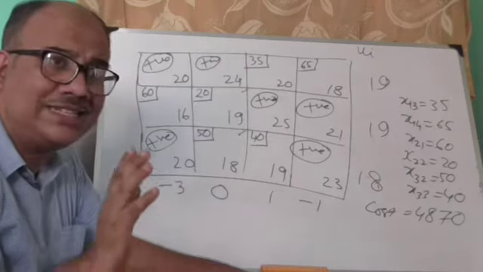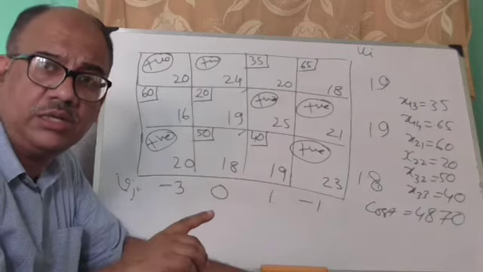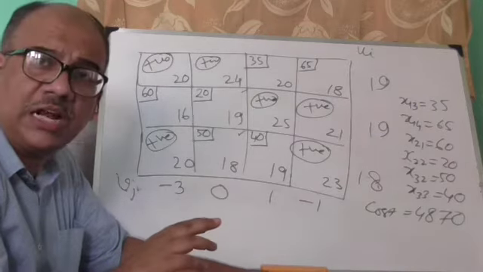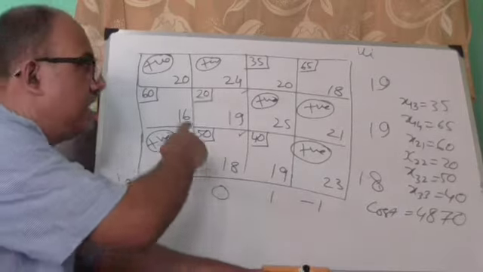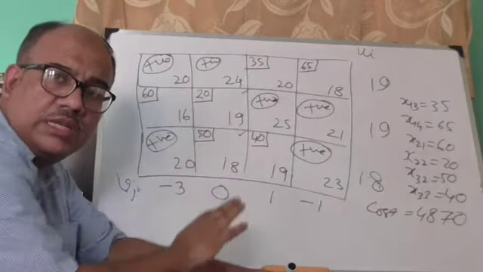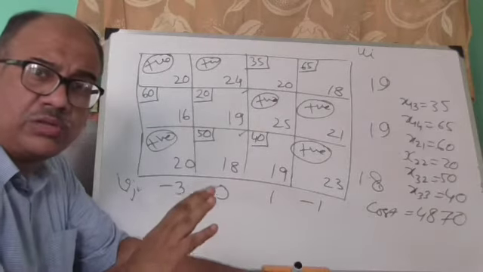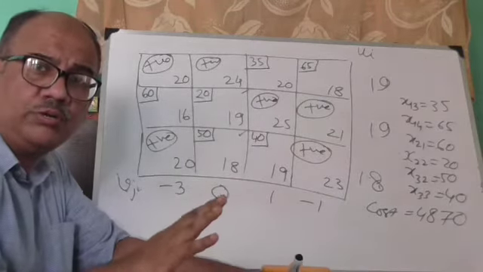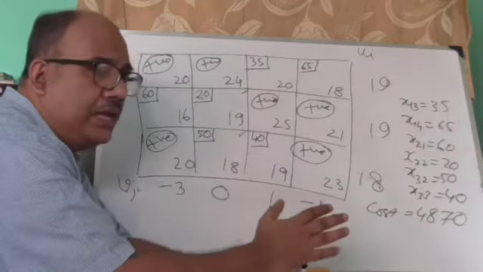The optimality test can be done if the number of basic solutions is m plus n minus 1, where m is the number of rows, n is the number of columns. Like in this case there are 3 rows and 4 columns, so there are 6 basic solutions. If the number of solutions is less than 6, then something needs to be done. That we will discuss in the next class.